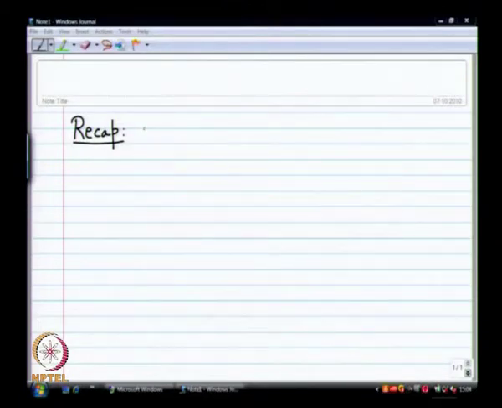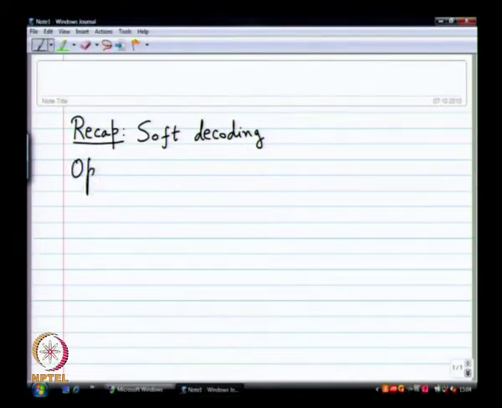So, the general theme that we have been following in the last few lectures is soft decoding. In particular we saw two different optimal soft decoders. If you want to look at optimal soft decoders, there are two possibilities. One is the ML decoder, right? The other is the bitwise MAP decoder.